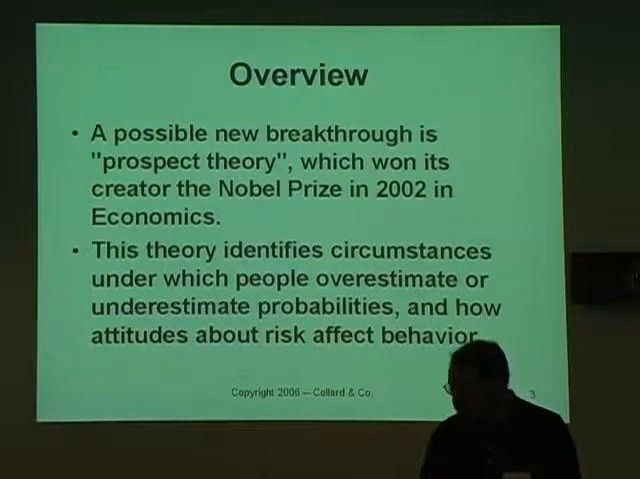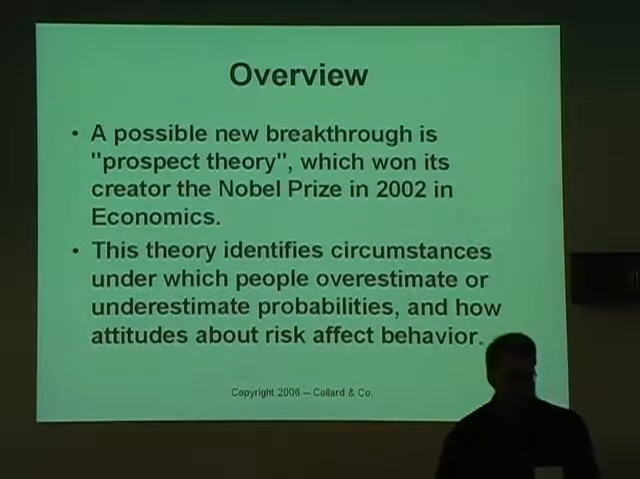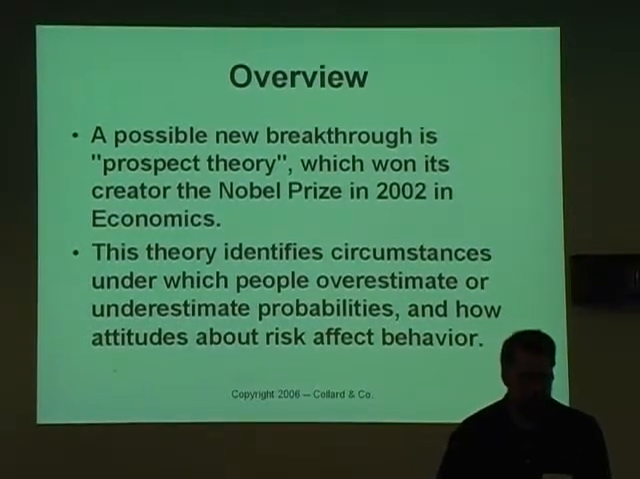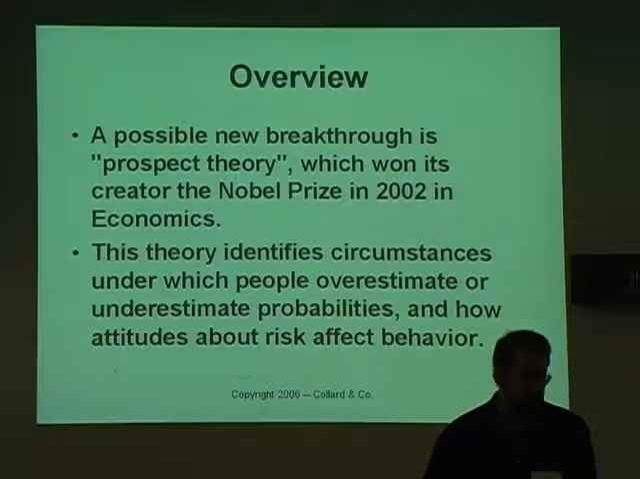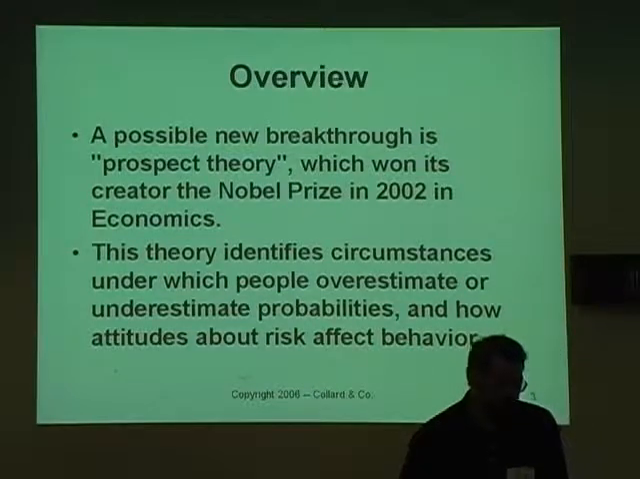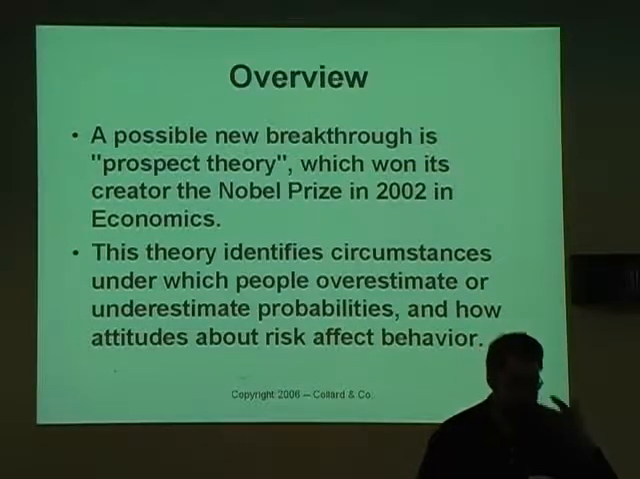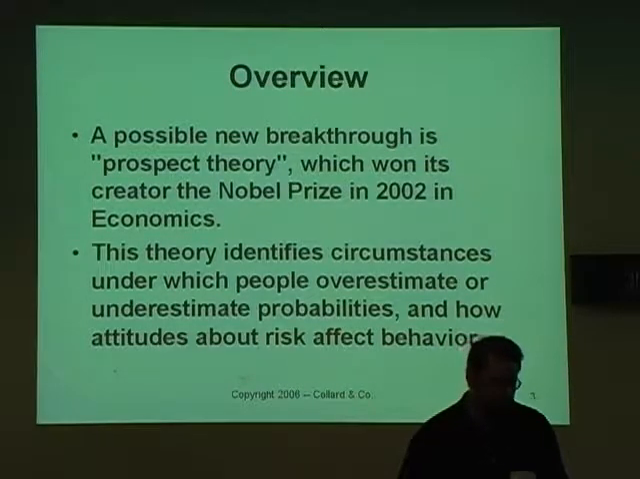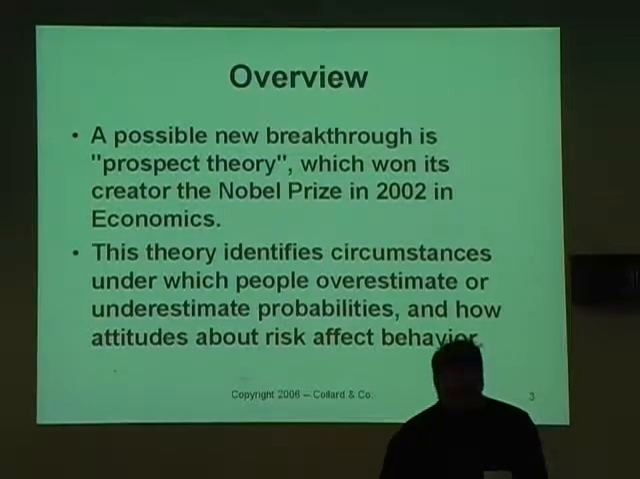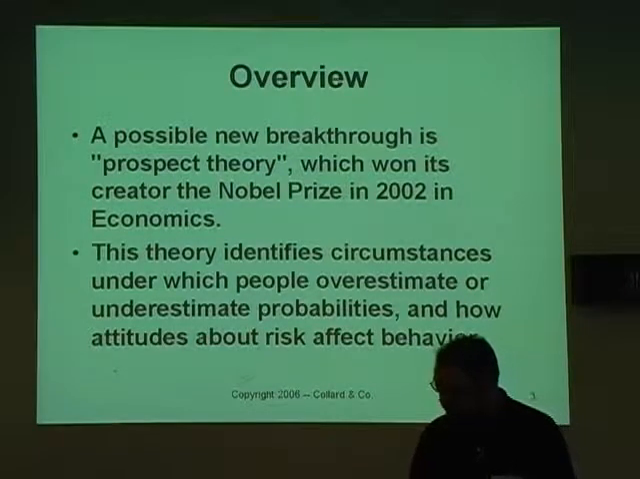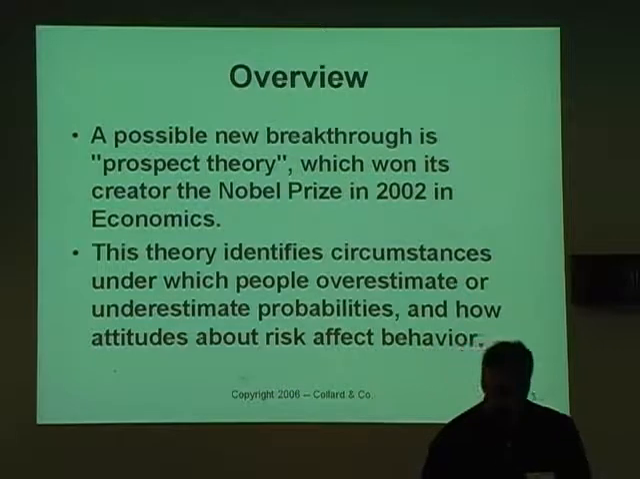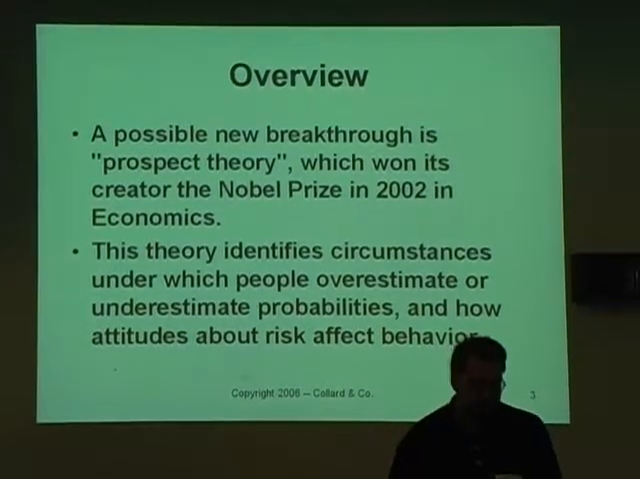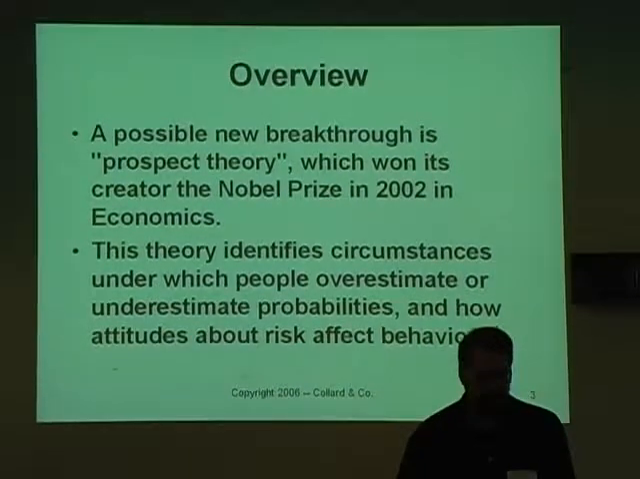There's a possible new breakthrough. I call it possible because it's an interesting idea, but somewhat untried as yet. It's called prospect theory, from a couple of fellows called Kahneman and Tversky. Actually, I should correct that. One of the fellows, Kahneman, got the Nobel Prize in 2002 for this. His partner would have, but he was deceased, and they don't give the Nobel Prize out to people after they've passed away.